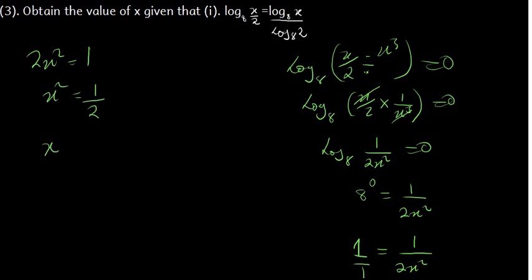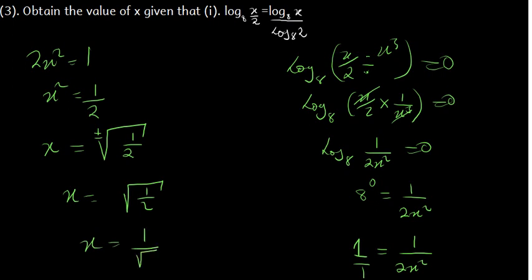So x is going to be equal to, square root means positive or negative, square root of 1 over 2. Now, as we said earlier, this value can't be negative, so we are only interested in the positive one. So therefore x is equal to the square root of 1 over 2. But we can simplify this. We know that the square root of 1 is just 1, and then over root 2. So that would be it then for this one.